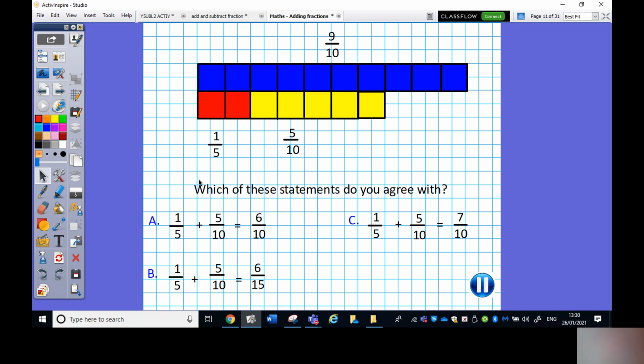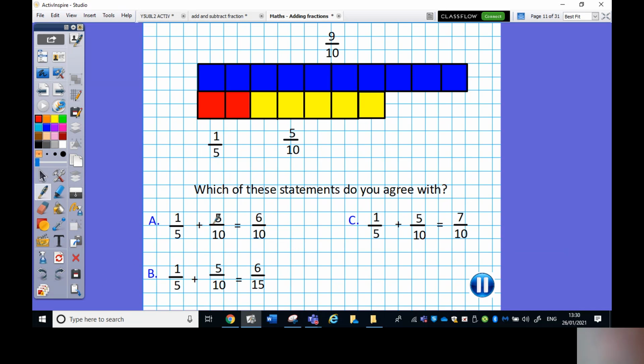So now, which of these statements do you agree with? I'd like you to pause the video and then come back when you think you've found the correct statement or a statement that you agree with. Unpause it when you're ready to continue. So, which statement do you agree with? Hands up if you think A. Hands up if you think B. What about C? Let's take a look, shall we?